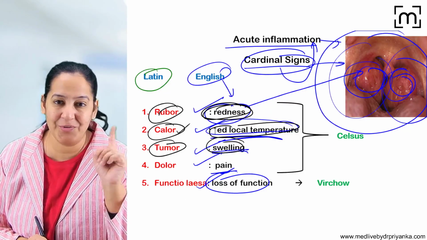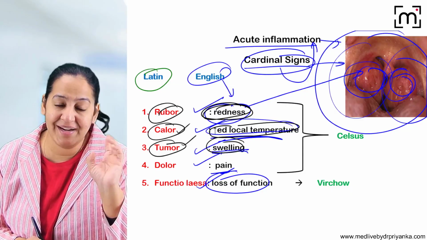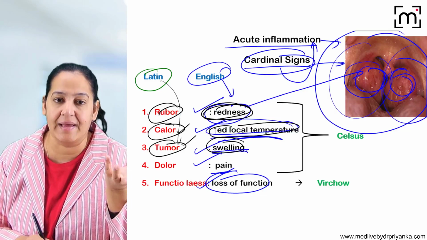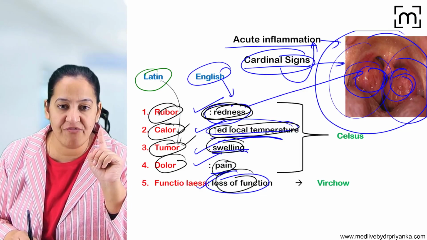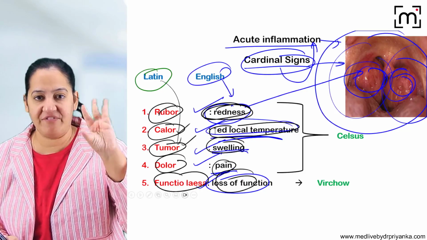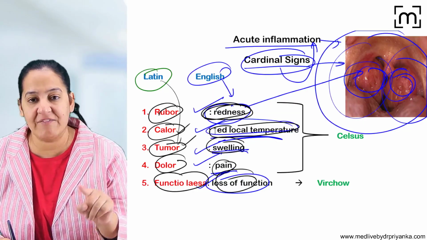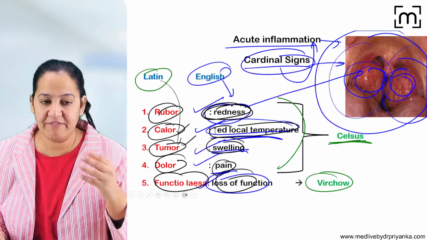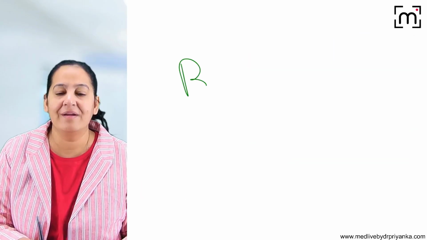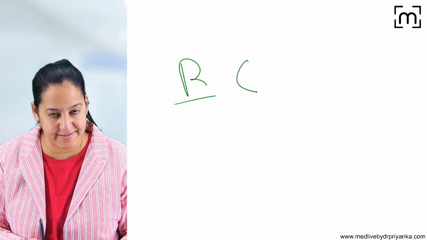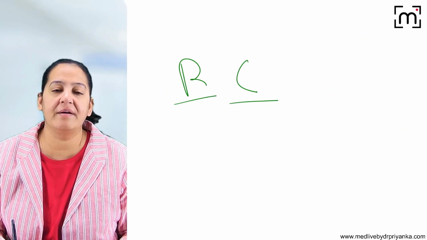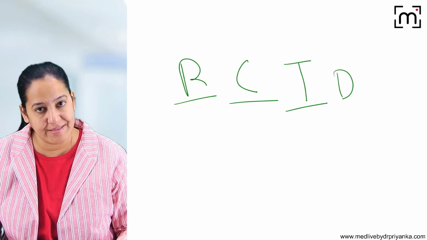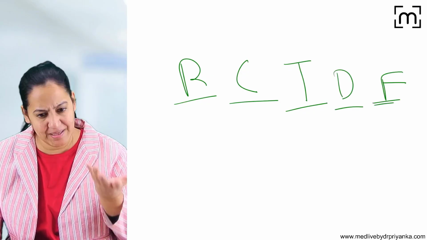Swelling is known as tumor. Don't get confused. This is not the English tumor. In English, tumor is malignancy, but in Latin, tumor means swelling. Pain means dolor, and loss of function is functio laesa. So there are 5 cardinal signs. The first 4 were described by Celsus, and the last one by Virchow. Can you tell me the 5 cardinal signs? Rubor, calor, that is redness and increased temperature; tumor, that is swelling; dolor, that is pain; and functio laesa. Make some mnemonic and learn that.